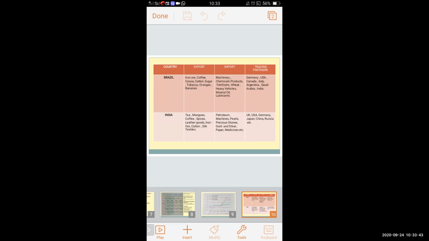So today we have learned about the various logos of the industries in India, export, import and balance of trade of Brazil and India, the graph of Brazil and India showing the contribution of trade in GDP, and the export, import and trading partners of Brazil and India. So today we will stop here.